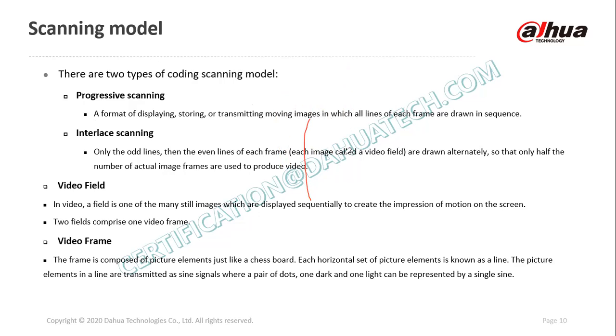Like you do 1, go to 3, so that at the end of the day, you have only half of the lines of the actual image used to produce the video. So from these two, you can guess which one uses less data, or is less clear. Interlaced scanning. In a video, a field is one of the many images which are displayed sequentially to create the impression of motion on screen. Two fields compose one video frame.